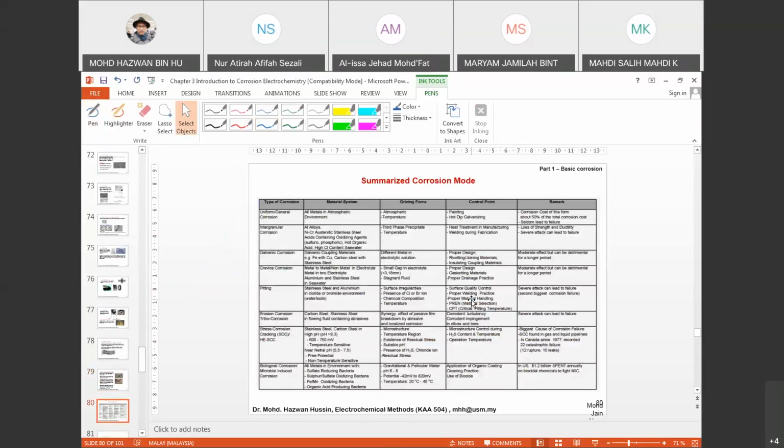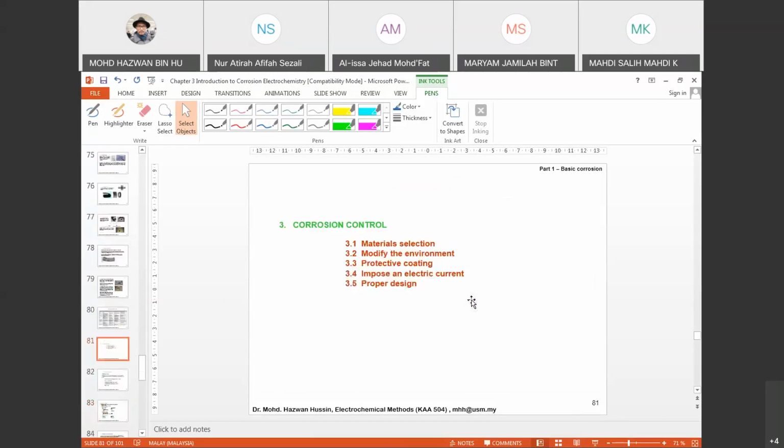To summarize the different types of corrosion, you can see it over here. Basically, we have uniform corrosion, intergranular, and so on. In terms of the driving force, the control point, and the remarks, maybe you can read up to differentiate all these methods. Any question on types of corrosion before we move on to corrosion control methods? Anything?